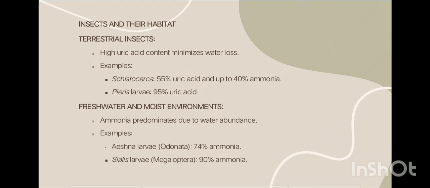In freshwater and moist environment insects, ammonia can predominate due to water abundance. Even though it is toxic, it is released into a large water environment, so it is fine. This is seen in Aeshna larvae, where 74% is ammonia. So based on the different habitats, the proportion of nitrogenous waste will differ.